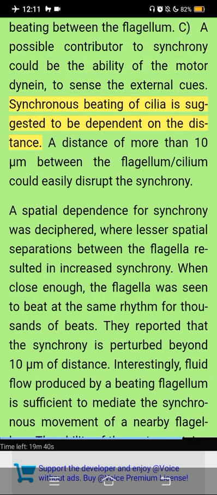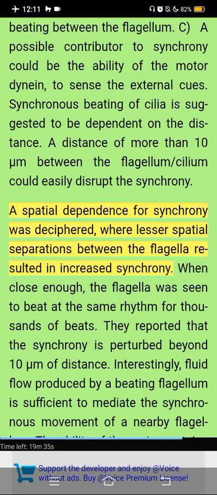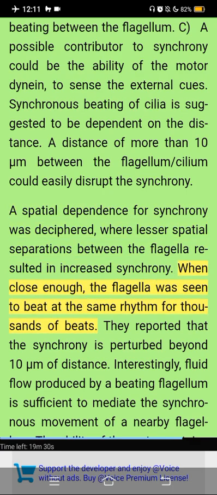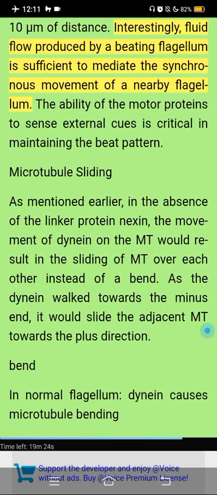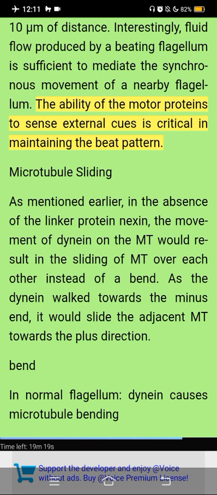Synchronous beating of cilia is suggested to be dependent on distance. A distance of more than 10 micrometers between the flagella or cilia could easily disrupt the synchrony. A spatial dependence for synchrony was deciphered, where lesser spatial separations between the flagella resulted in increased synchrony. When close enough, the flagella were seen to beat at the same rhythm for thousands of beats. They reported that the synchrony is perturbed beyond 10 micrometers of distance. Interestingly, fluid flow produced by a beating flagellum is sufficient to mediate the synchronous movement of a nearby flagellum. The ability of the motor proteins to sense external cues is critical in maintaining the beat pattern.